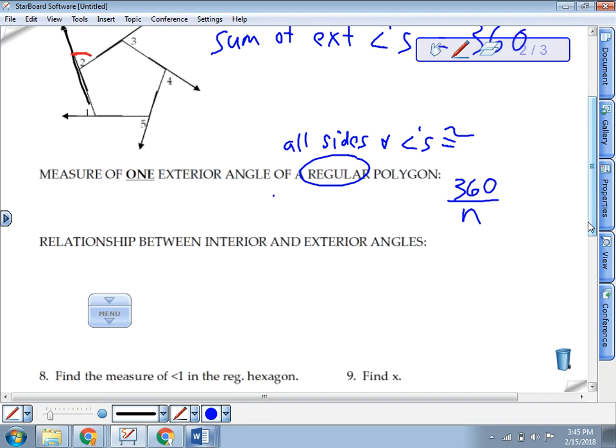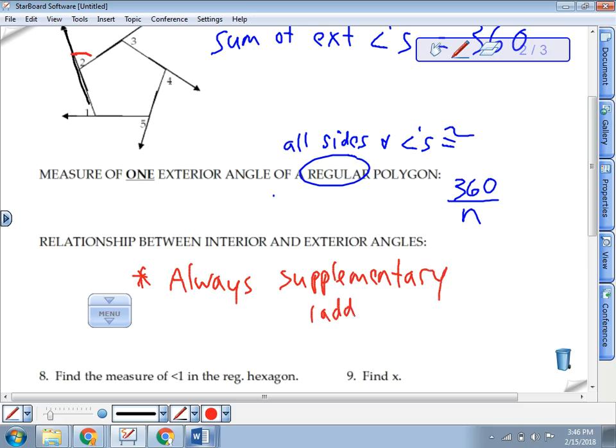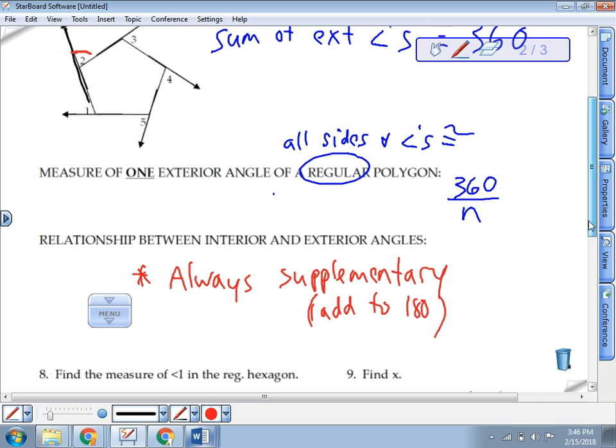Now, relationship between interior and exterior angles, just keep this in mind, guys. They're always, I'm going to put a little star there, always supplementary. What does supplementary mean? Well, it means they add up to 180 degrees. So keep that in mind as you're working through these problems.